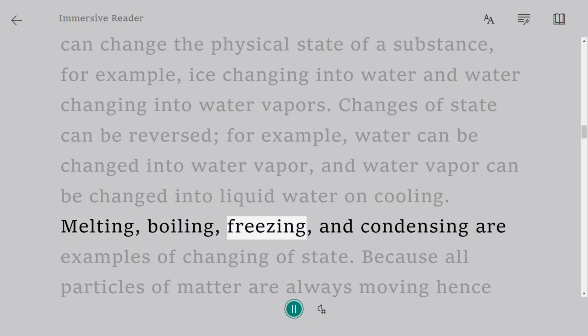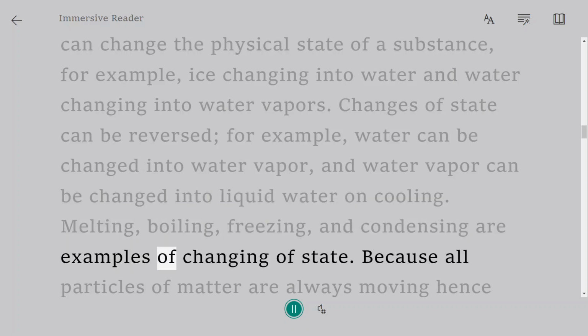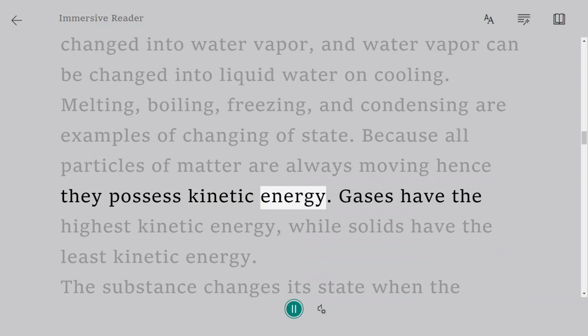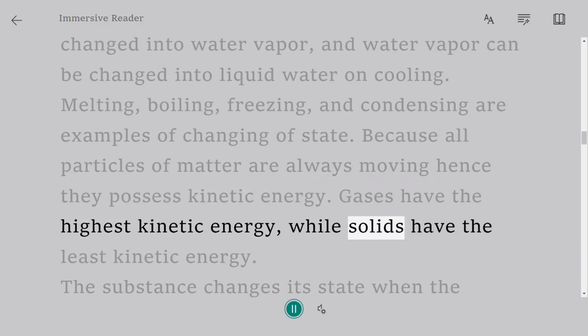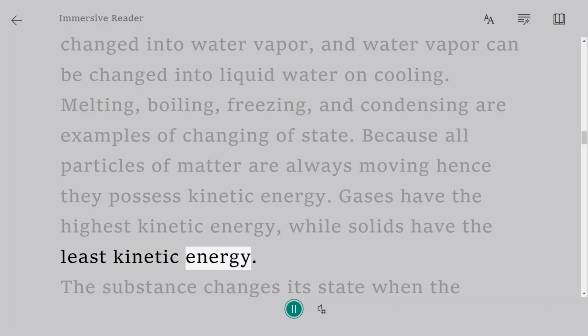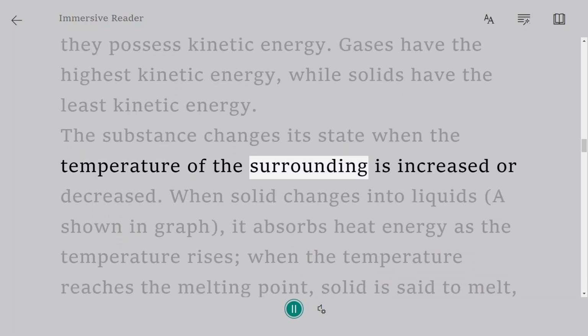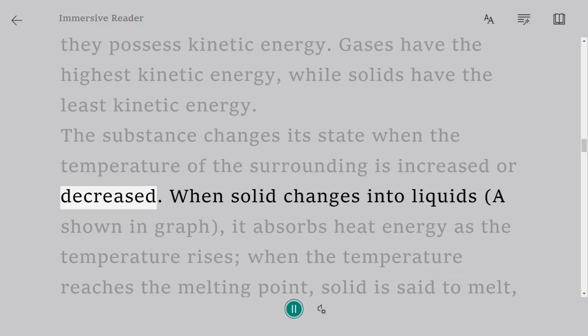Melting, boiling, freezing, and condensing are examples of changes of state. Because all particles of matter are always moving, they possess kinetic energy. Gases have the highest kinetic energy, while solids have the least kinetic energy. The substance changes its state when the temperature of the surroundings is increased or decreased.